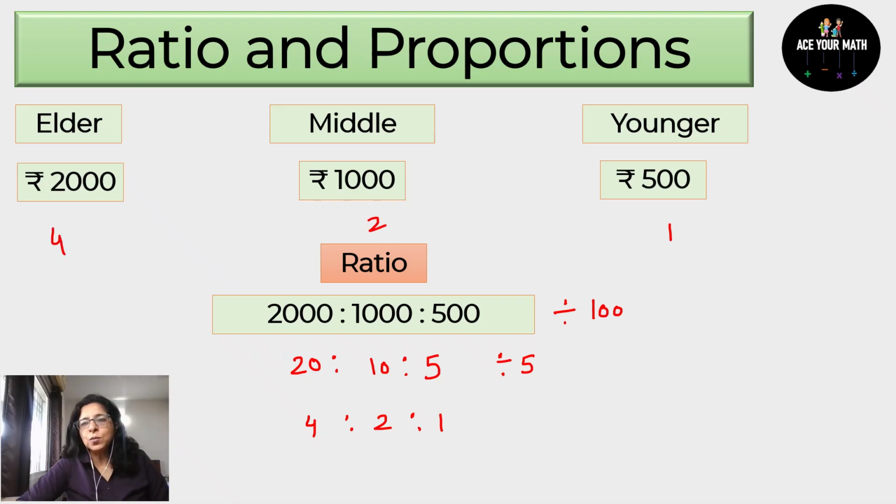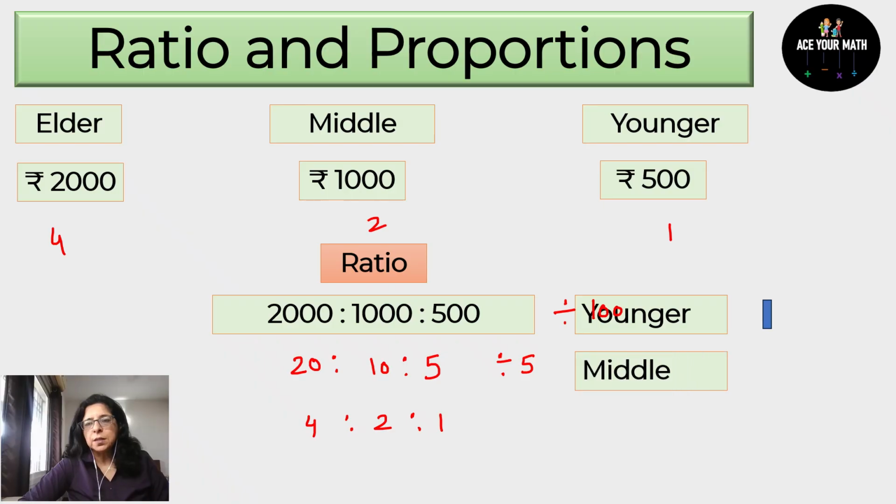Okay, so you can also write them in the picturization form. How do you write? See, the younger one will get one part, the middle one will get two parts, and the elder one will get four parts. Okay, so this is how you do comparison by using ratios.